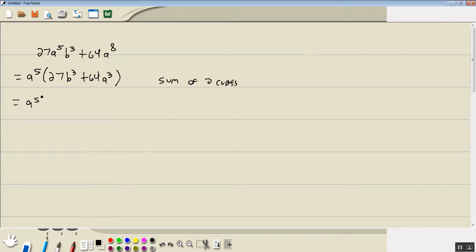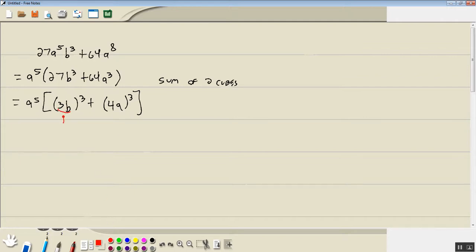So I'm going to try to write this as something to the 3rd power plus something else to the 3rd power. And you ask yourself, what times itself 3 times gives each individual piece? For example, 27 is 3 times 3 times 3. B to the 3rd is b times b times b. 64 is 4 times 4 times 4. And a to the 3rd is a times a times a.